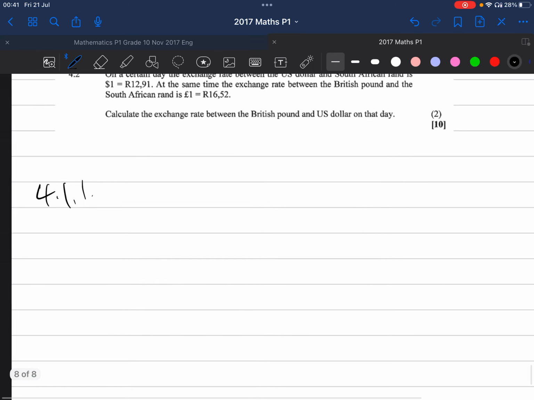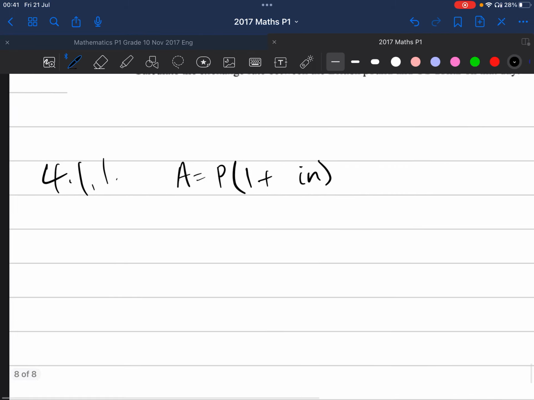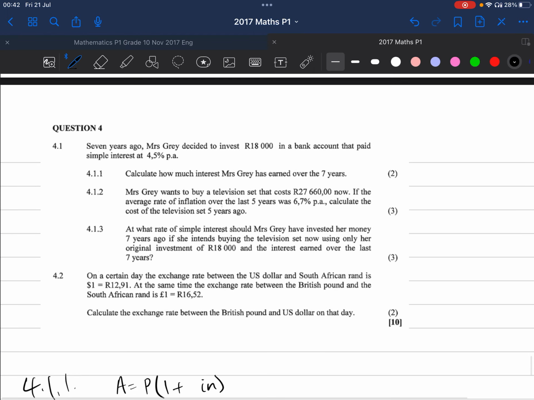Okay, so remember we have this formula that says that the amount is equal to the principal multiplied by 1 plus IN, where I is the interest rate and N is the amount of time. Remember, amount is how much money is in the bank account now, not how much interest she's earned. It's the total amount. The principal amount here was 18,000 Rand, at a rate of 4.5% for 7 years.